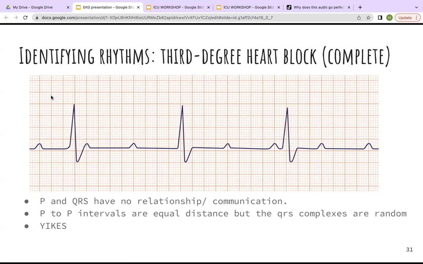Yikes. So P and QRS have no relationship or communication. The heart is just doing whatever it wants and firing in all directions. P to P intervals are equal distance, but the QRS complexes are random. So your heart is not moving in that rhythmic motion with the electricity from the different nodes like I showed you earlier in that video.